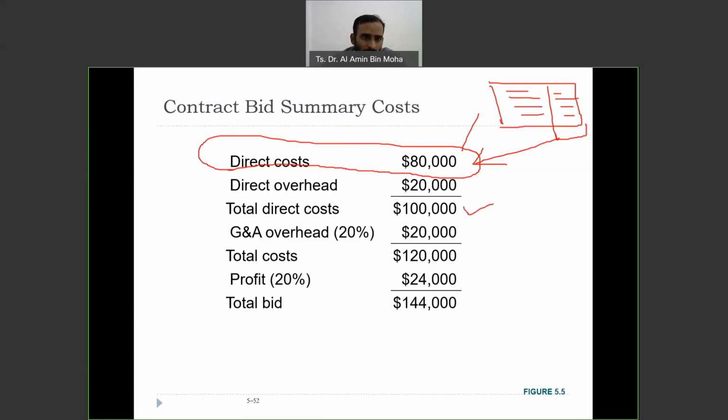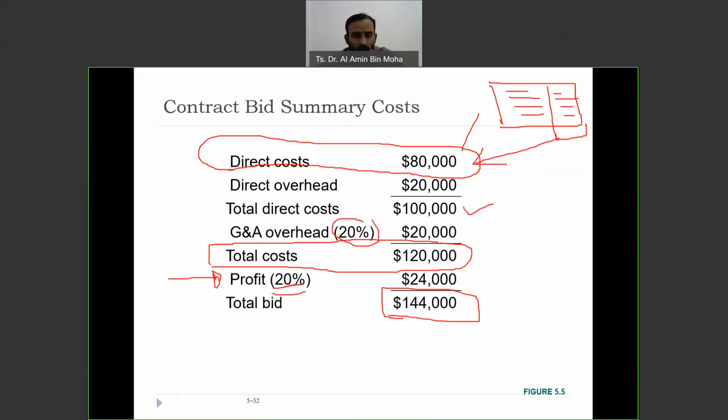Usually general and administrative overhead is 20% of this, so it's 20,000 from 100,000. So the total cost is 120. Usually the company will set the profit. So let's say they set 20%. By having 20% profit, the total bid is 144.